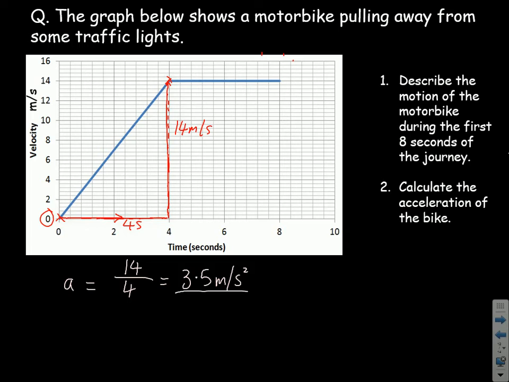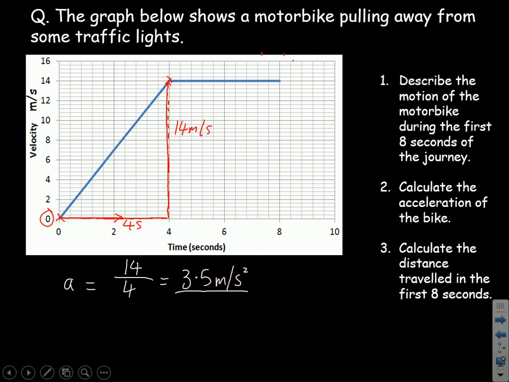Okay, let's look at question 3. Calculate the distance travelled in the first 8 seconds. Okie doke. Let's have a look at this.